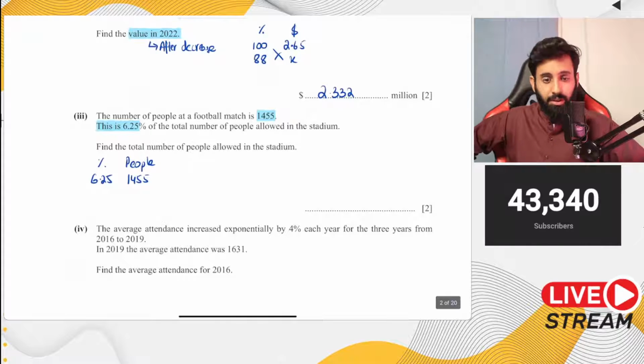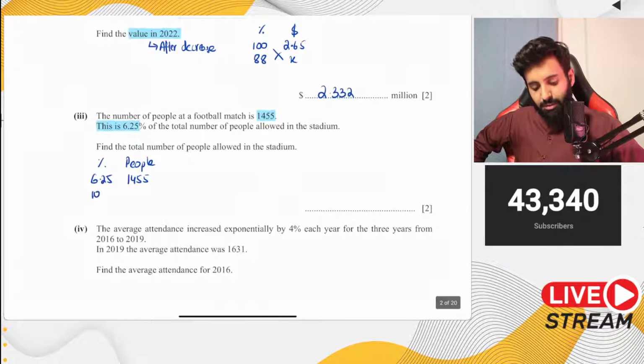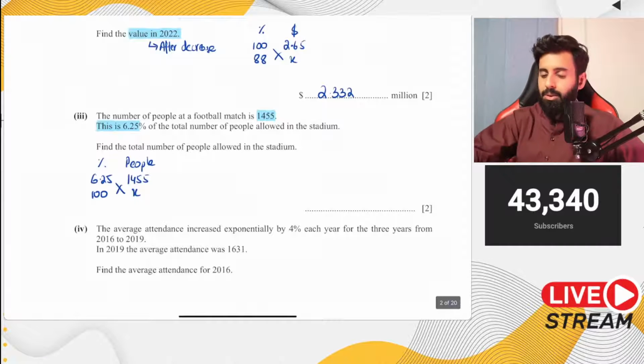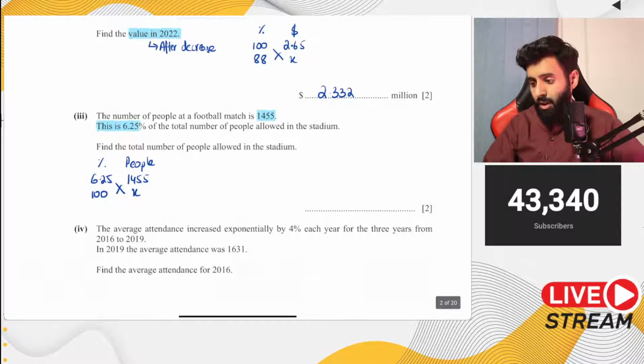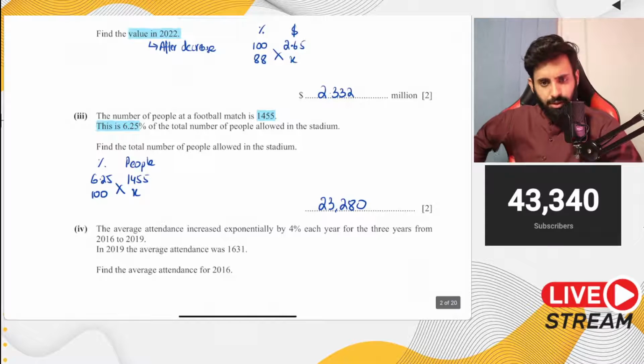Okay, what do you need to work out? You need to work out the total, which means you need to find out 100%, which is equal to x, and you cross multiply. So 1455 into 100 divided by 6.25 equals to 23,280. Isn't that too less for a football stadium?